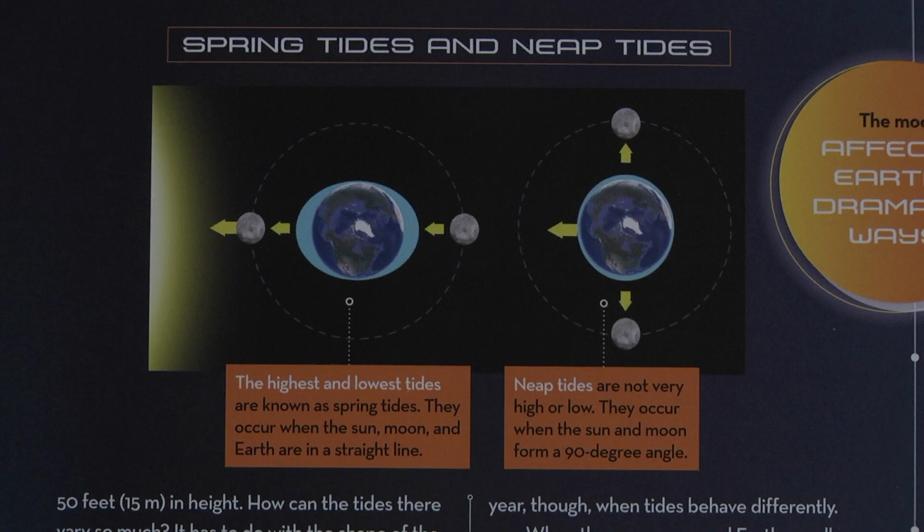Other times when the sun, Earth, and moon are at the right angles to each other, their gravitational forces are spread out, resulting in much smaller shifts in water levels. These are called neap tides.